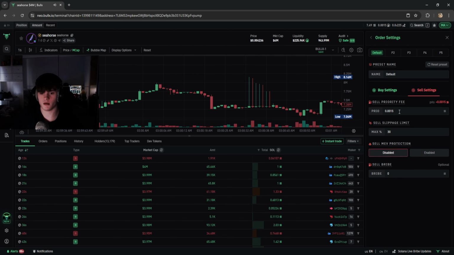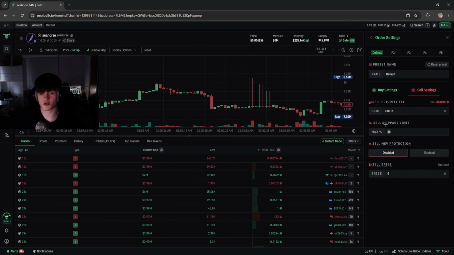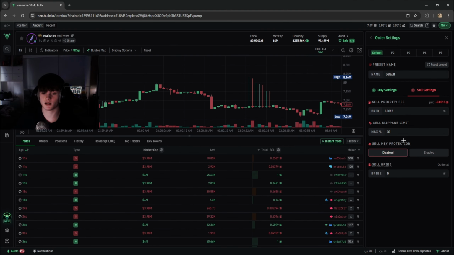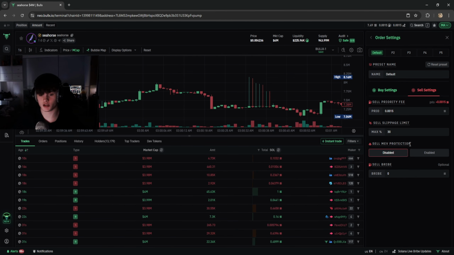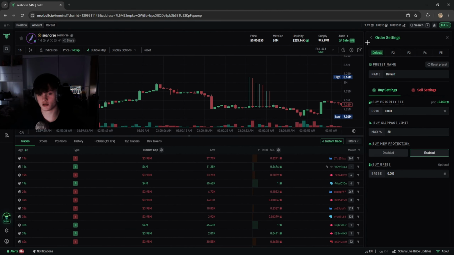For sell, I put the priority fee a little bit lower, and put the sell slippage at 30% just so I can get filled when it's starting to dump. I have MEV protection off for sell because, like I said, it's less likely and I'm willing to take that risk. I just keep it off. And for bribe, I just keep it at 0. So yeah, pretty simple. These settings work for me. If you have any questions, let me know.